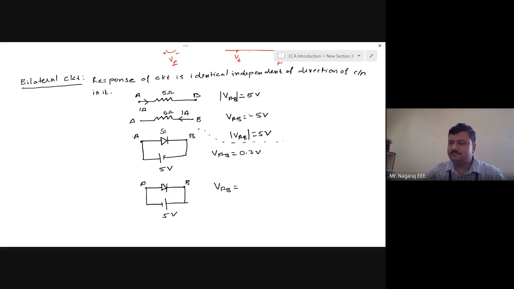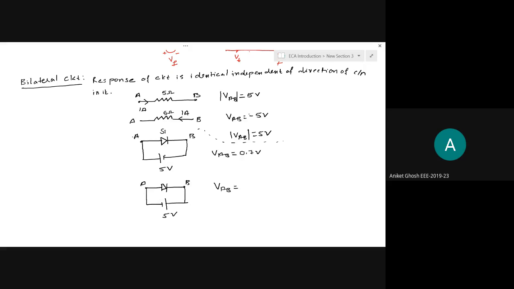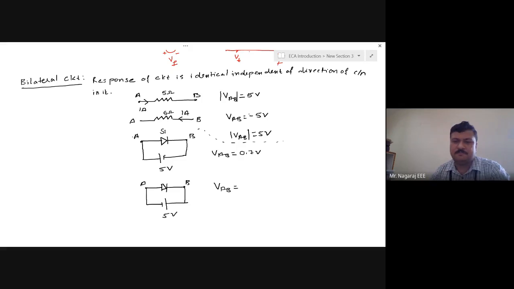Samiksha is there? 19E048. Samiksha? Prashant R?